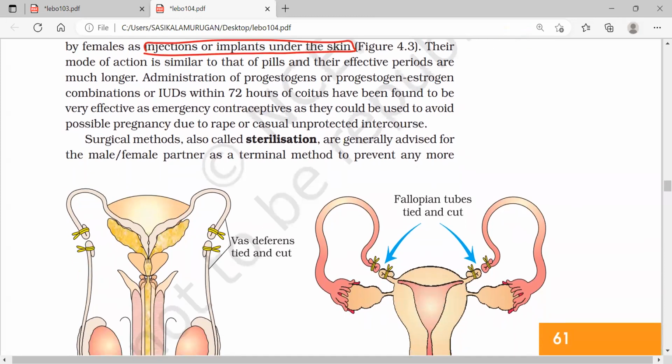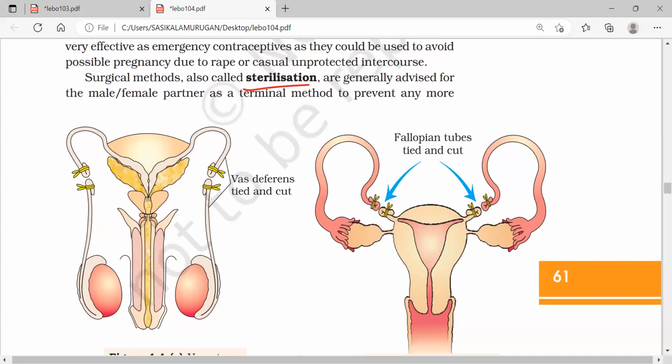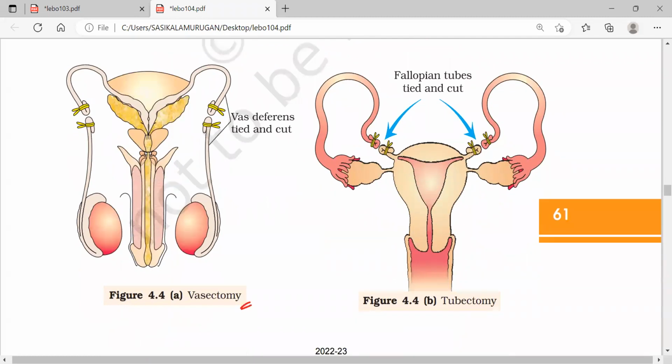Okay, and then there are other surgical methods also. The surgical method is usually called sterilization. They are generally advised for the male and female partner as a terminal method to prevent pregnancy. See, this is vasectomy. Vasectomy is nothing but, in the vas deferens region, there is a small cut and they tie it. So when sperm is released from the testis, it is not transported beyond this region.